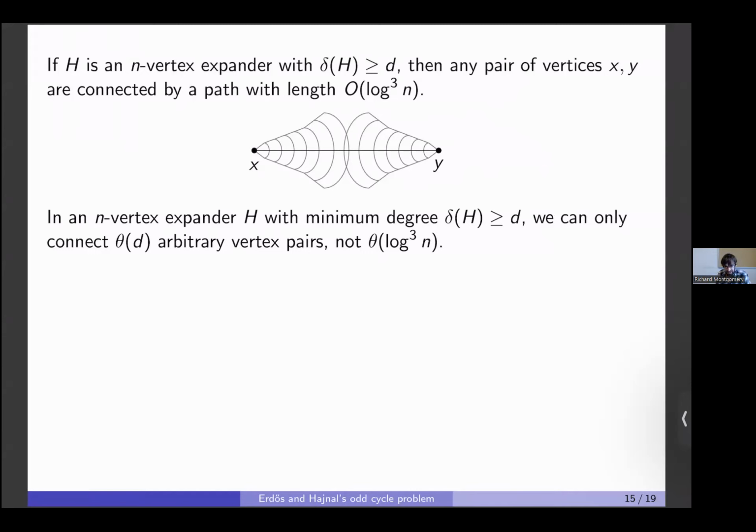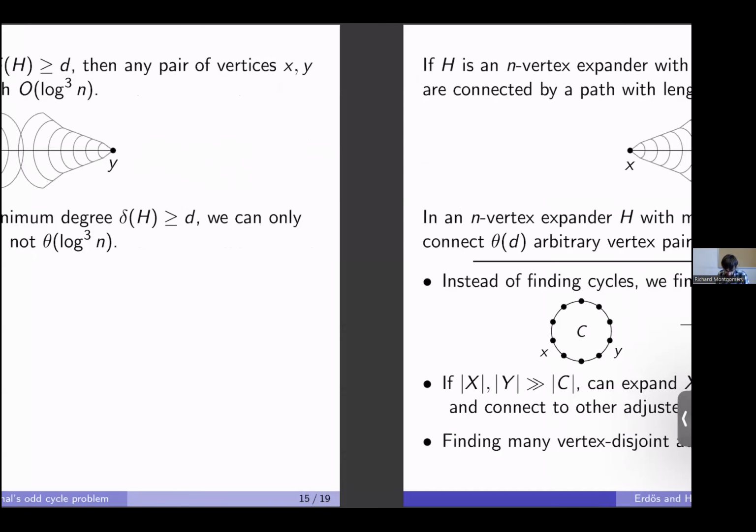In an n vertex expander H with minimum degree at least d, just naively using the expansion as I outlined just above on the slide, we can only connect around of the order of d arbitrary pairs. And the construction I showed was connecting at least m circles together, where the length was around log cubed m, because that's the length of my upper bound. So this is why it's harder than it might otherwise be.